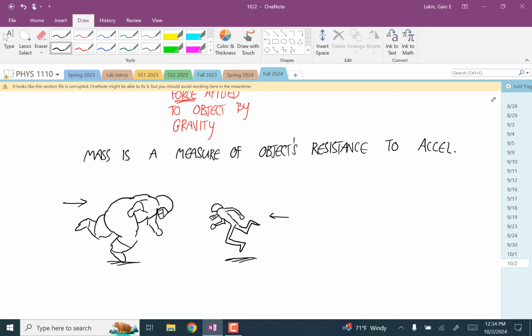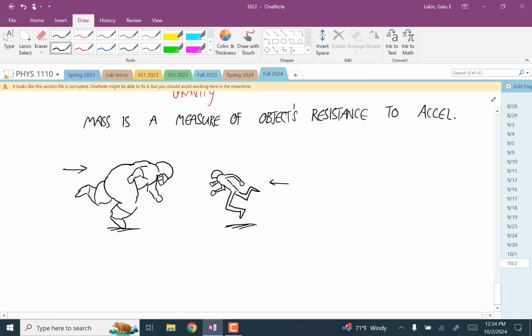And so in this collision, there's going to be a very low acceleration for this guy, a high acceleration for this guy. And that's because this guy has a big mass, a big resistance to acceleration, and this guy has a low mass. Okay? So if you apply the same force to two different things, the one that accelerates more has a smaller mass, the one that accelerates less has a bigger mass. Okay.